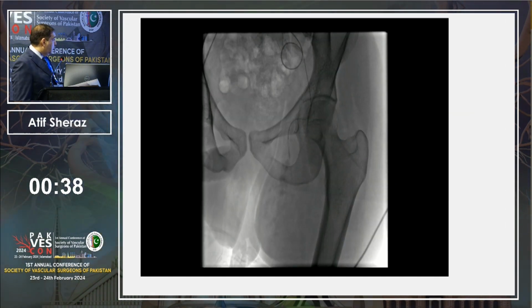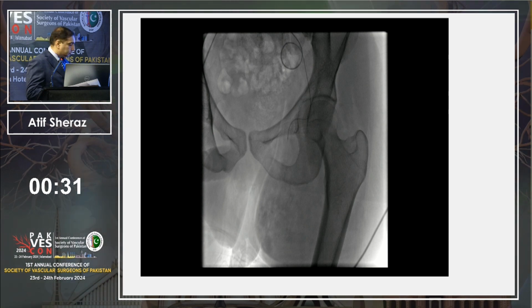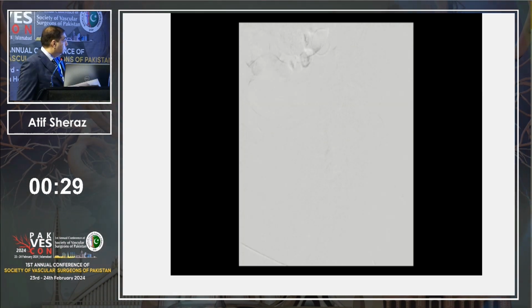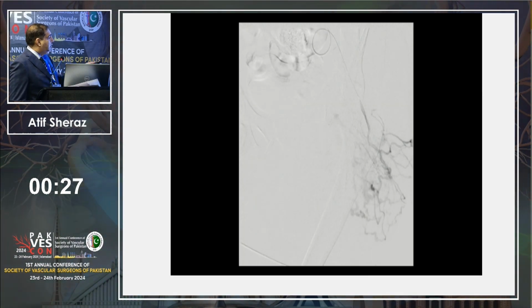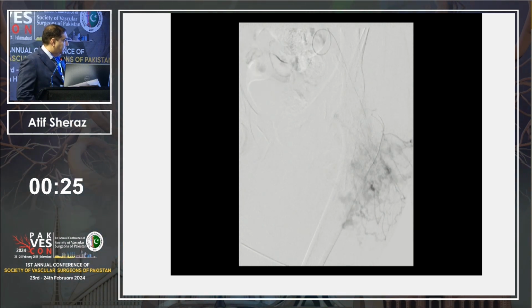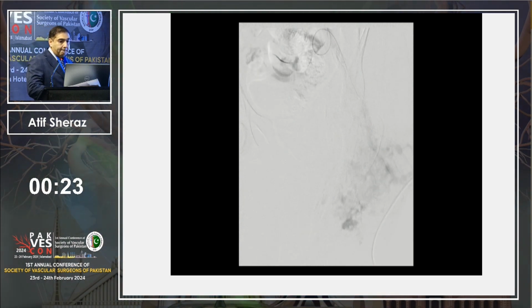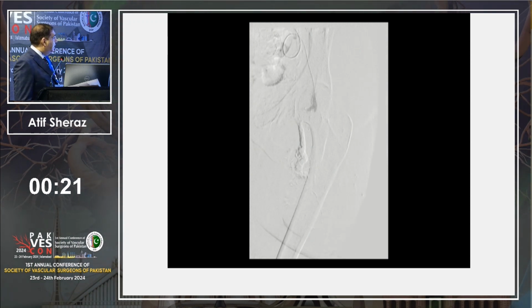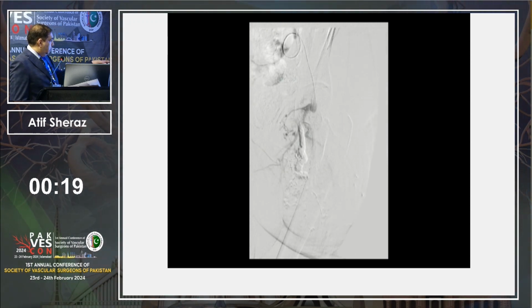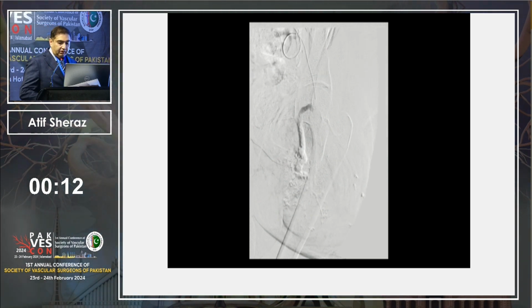Now we are injecting the glue into the nidus, and the glue is settling in the nidus. This is another feeder which we embolized later. And this is the final result. The nidus is gone. We can see the opaque glue in the feeding artery and in the nidus.